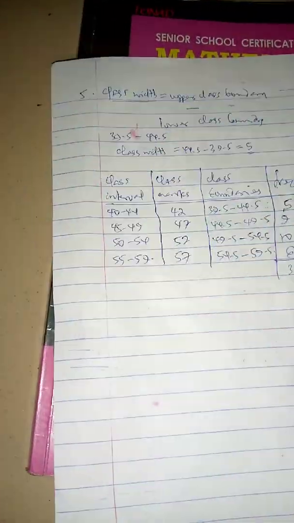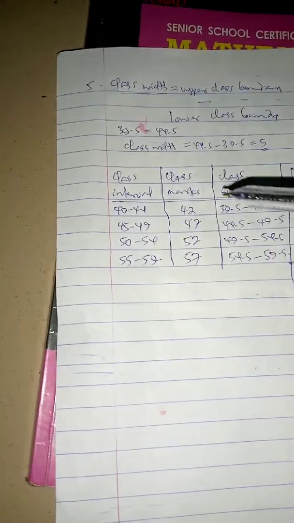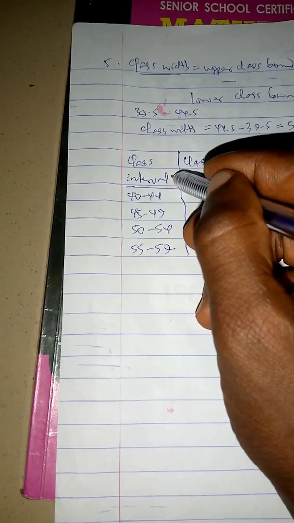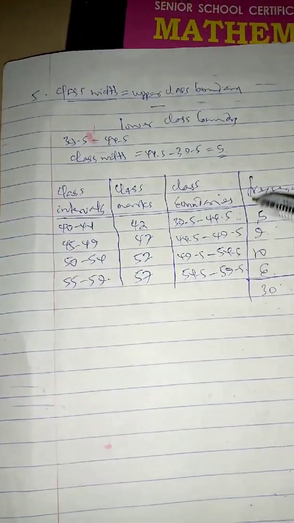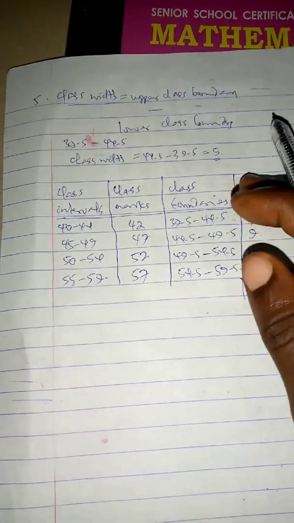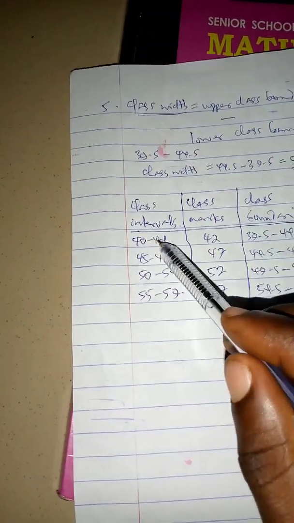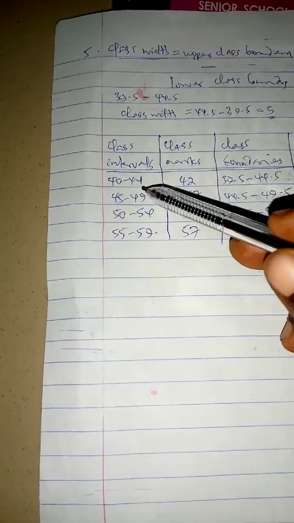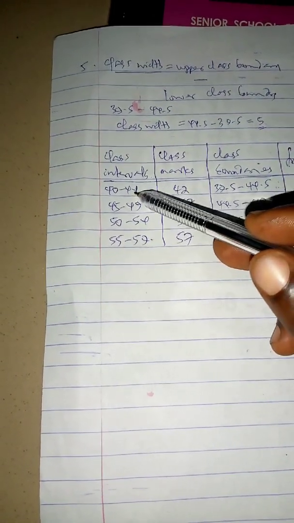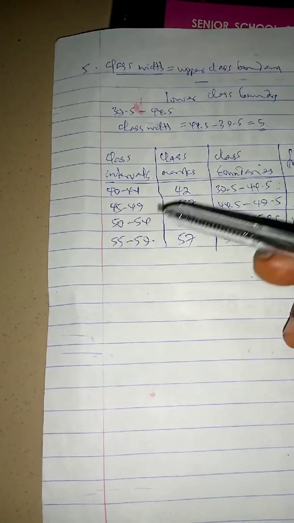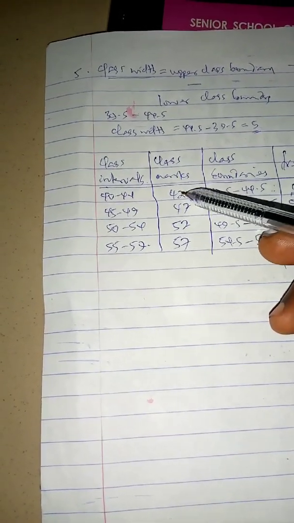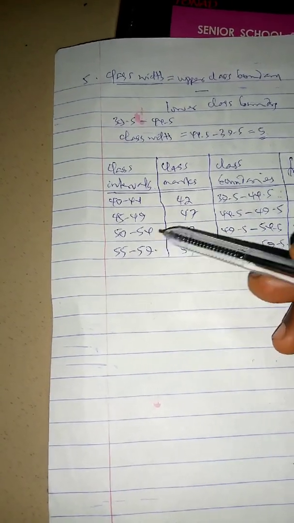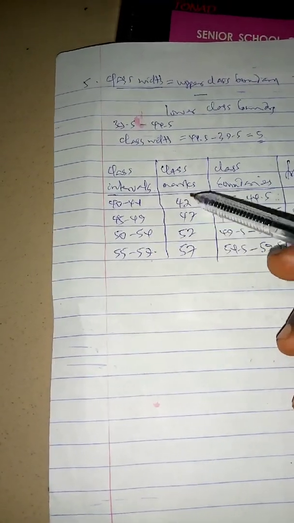Now, having known this, let's make a summary table containing those vital information. My table will contain my class intervals, class marks, class boundaries, and frequency. There won't be class limits because you know them to be these end values, so no need to put them. Now, for our class intervals, we use the same distribution. The mid values, we've already generated them. The mid value of this is 42, for this 47, for this 52, for this 57.